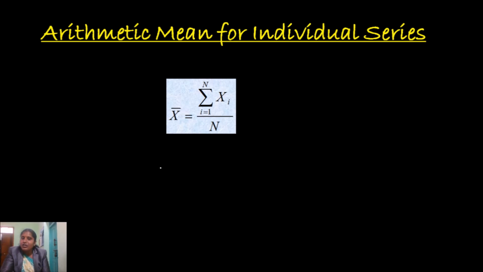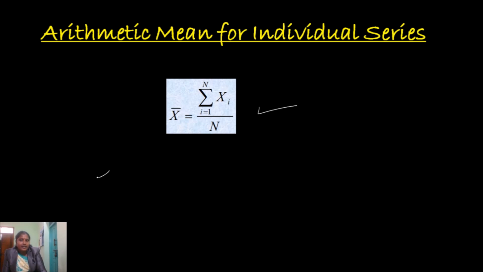This is the formula used for calculating the arithmetic mean when individual observations are given: x bar is equal to sigma i varies from 1 to n, xi, over n. This is the formula used to calculate the arithmetic mean when the individual observations are given.